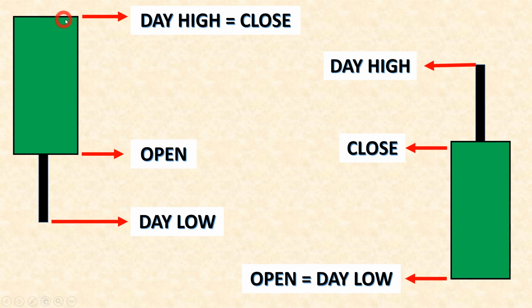That means that this price at which it closed is the day high only. Now you understand that there is no wick on the upper side. So the price at which it closed is actually the day high. That is, it closed at the day high price, but it went down up to this point.